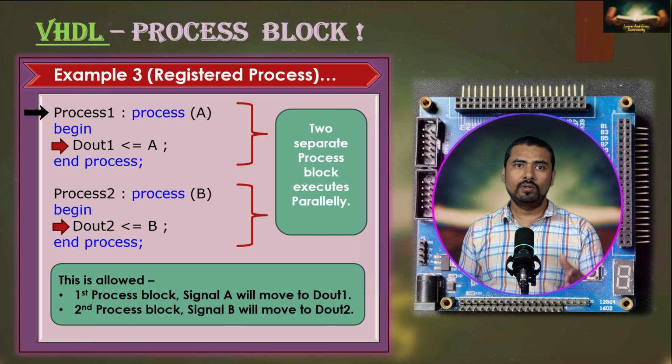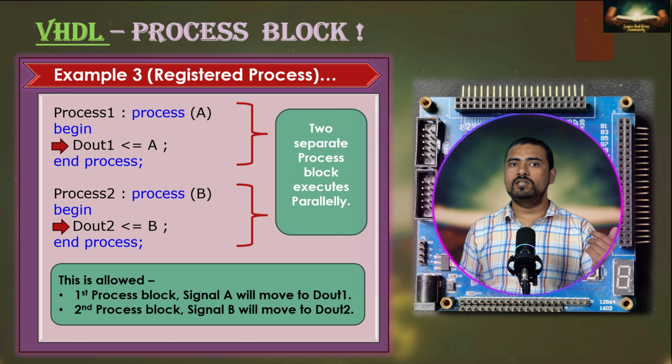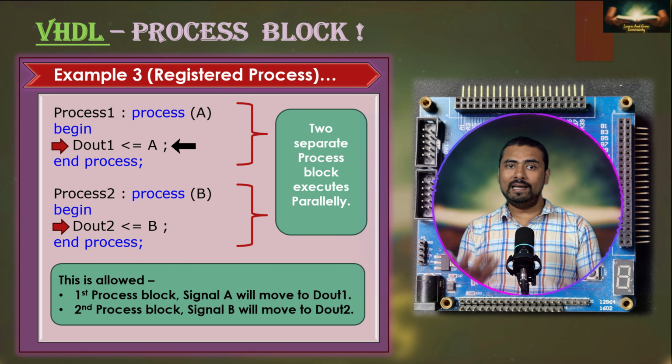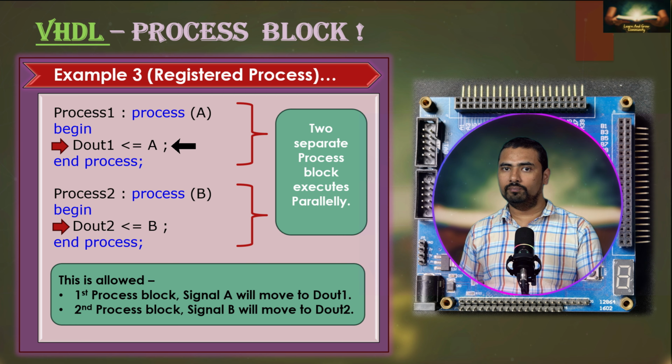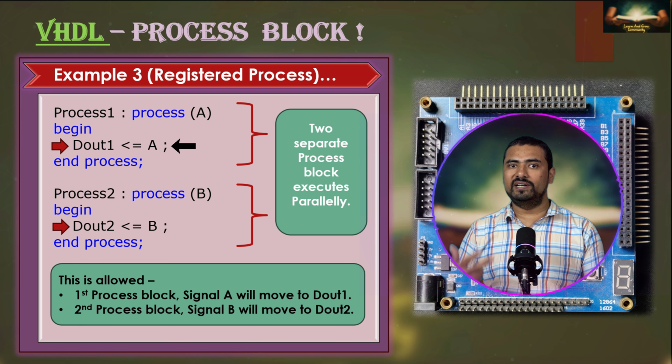Process 1 is here. Process 1 colon process A begin Dout gets the value of A and process. So in this process, we have signal A and we are assigning signal A data into Dout1. So this is the one output of our design.